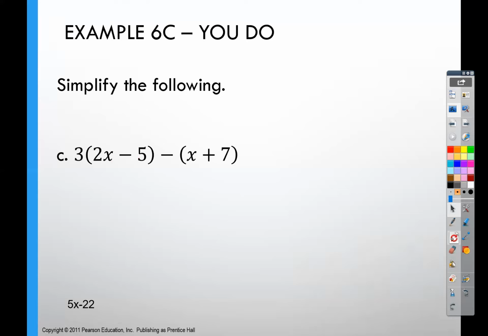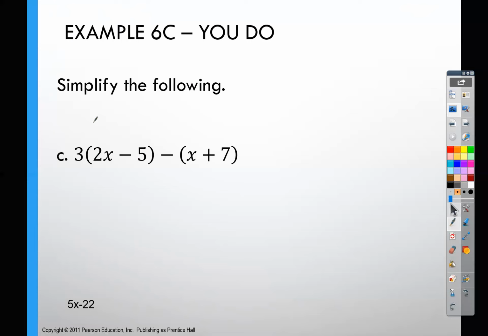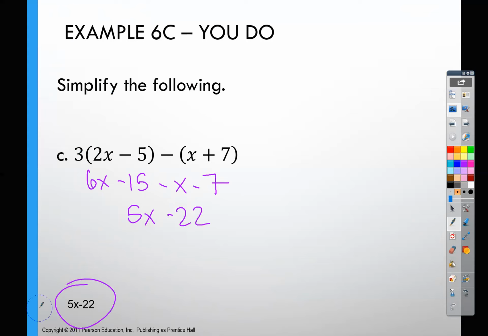Okay, number 6C. This one is a you do. I see the answer's at the bottom, but pretend it's not. Go ahead and pause. Okay, I'm going to work it out now. So you get 6x minus 15 minus x minus 7 because we're distributing. So 6x minus x is 5x, and negative 15 minus 7 is negative 22, which is the answer.